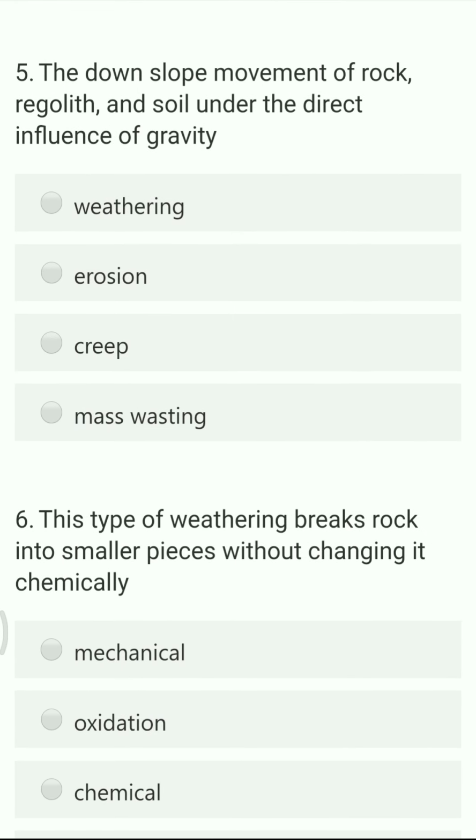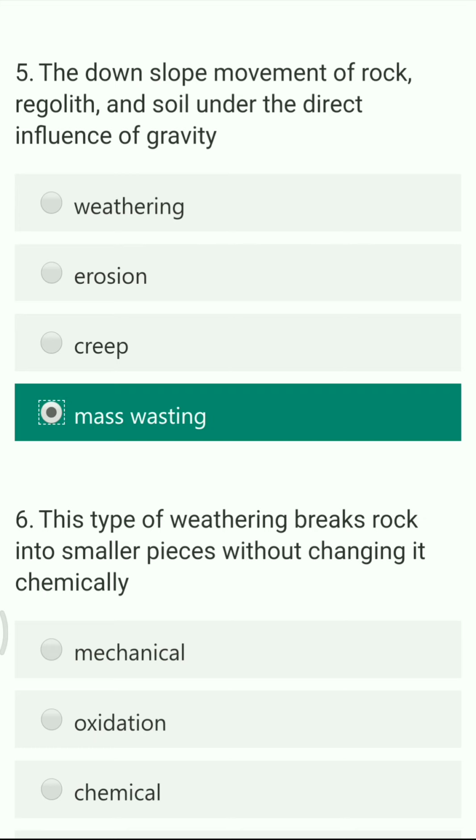Next question. The downslope movement of rocks, regolith and soil under the direct influence of gravity. The options are weathering, erosion, creep and mass wasting. Mass wasting is a downslope movement. Any type of movement which is coming down from a steep slope is going to come under mass wasting. The things which come down, like rock, regolith or any type of soil because of the force of gravity, are called mass wasting.